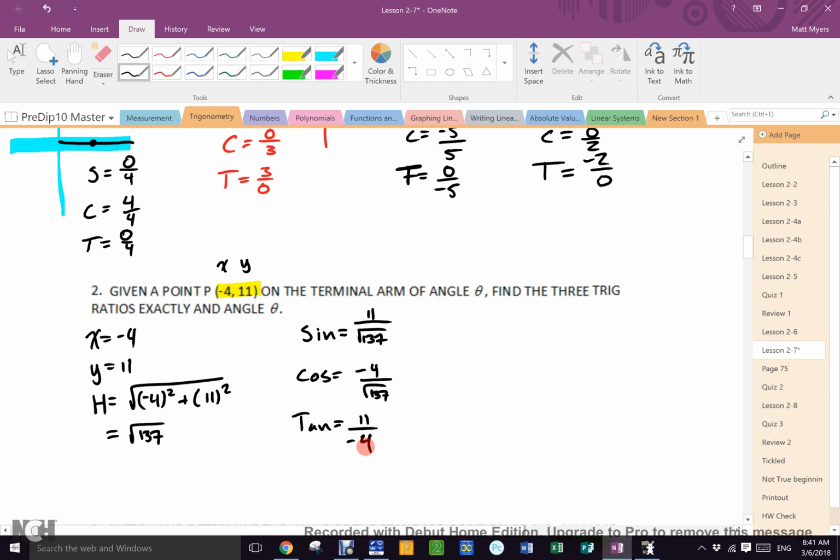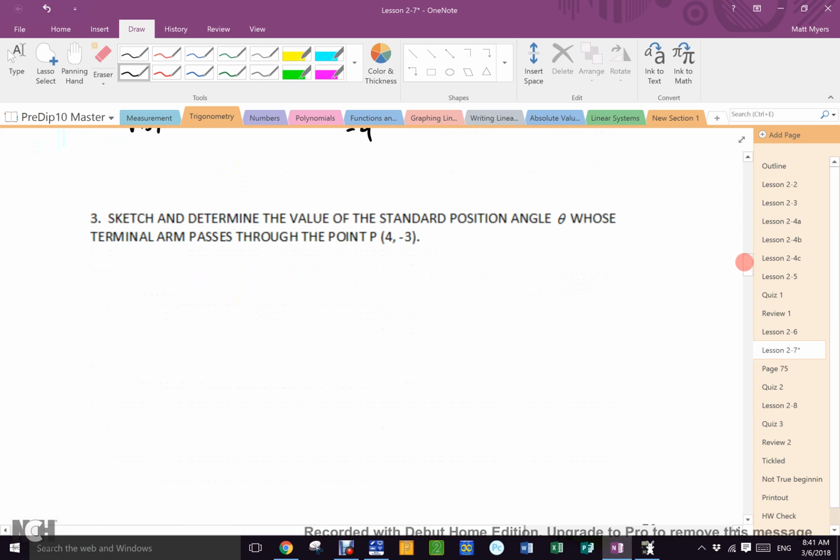Now tell me, in which quadrant does this lie? 2. Why? Because you have a negative x and a positive y, and because you have a positive sign and the other two are negative. Everybody good? You try the next one.